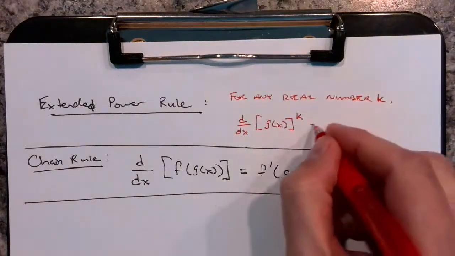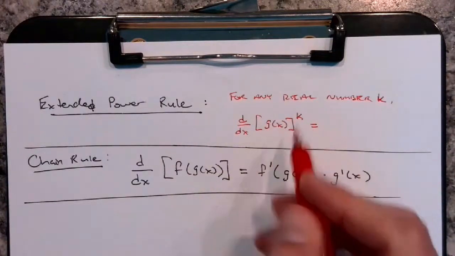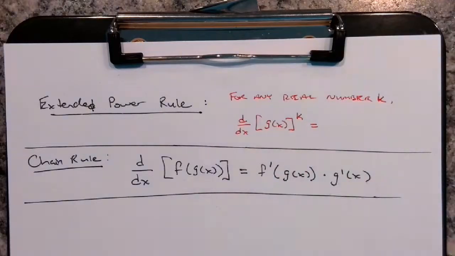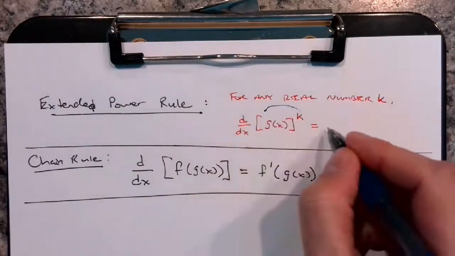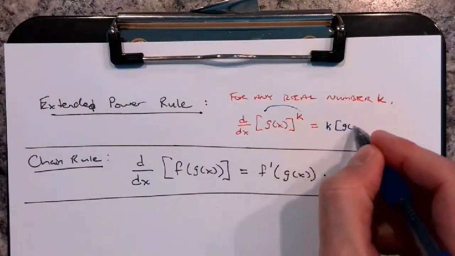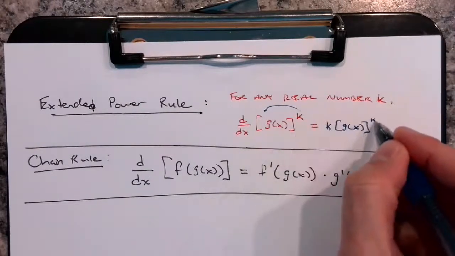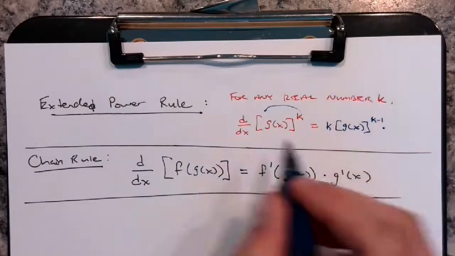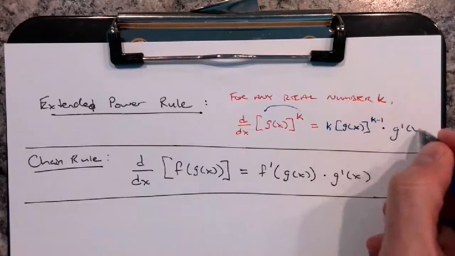Well, in this specific case, the outside function is the raising to a power. The inside function is the g of x. So how do you take the derivative of the outside? Well, typically you bring the power down in front. So this is going to equal k times, remember you keep the inside the same, so times g of x, and then you subtract 1 from the exponent, so it's k minus 1, and then you multiply by the derivative of the inside, so times g prime of x.